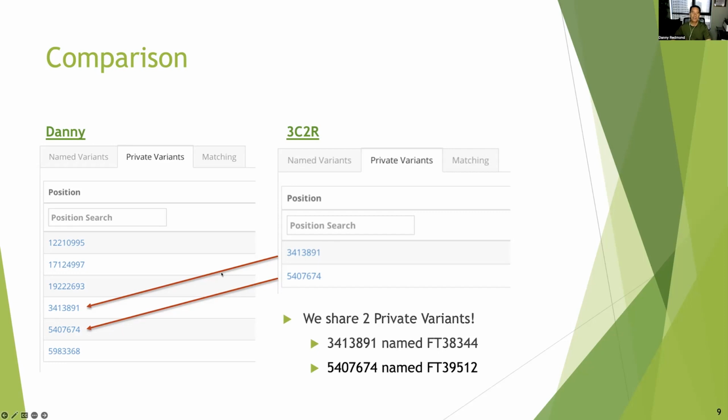Once you get your results, you'll hear this periodically, we have to wait for Family Tree DNA to do their manual review. We have to wait for Family Tree to actually go in and look at the results and see if there are any private variants. And once there are, then they'll actually name them. So these two private variants that I share with my cousin, Family Tree DNA actually named them. So instead of me saying, I've got a SNP called 3413891 with my cousin, we actually call it FT38344. Same thing with the other SNP. That's what we mean when we say naming.